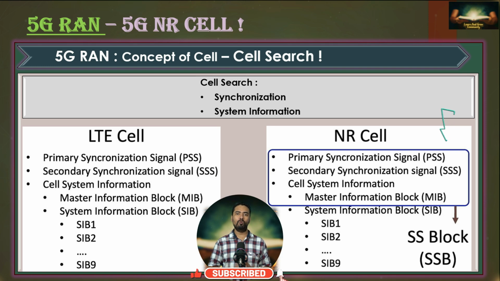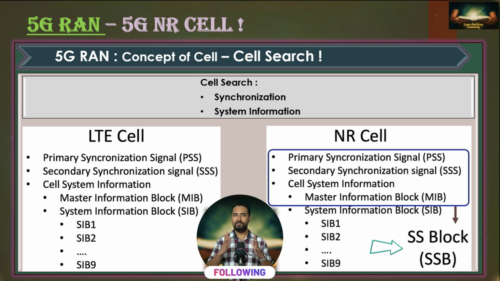When we talk about NR, we also have primary synchronization signal PSS, secondary synchronization signal SSS and master information block MIB, and we also have system information block SIB. However, to reduce the amount of broadcasted information, the network only broadcasts very little information. So instead of broadcasting all of the information continuously, only a subset is broadcasted. This is known as cell specific information. This is the minimum amount of information that is required for random access.